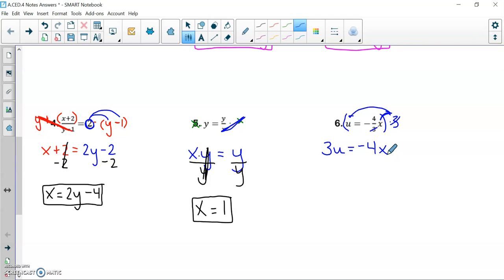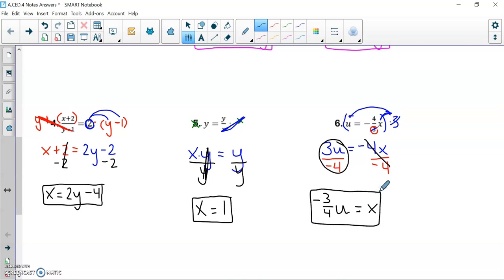My goal was to eliminate the fractions, which I did by multiplying the entire equation by my denominator of the fraction that I had here. Now I'm solving for x, so I'm going to divide by negative 4 on both sides. So I wind up with a negative 3/4 u is equal to an x. If you want to leave it as a 3u over a negative 4, that's okay. That's the same thing.